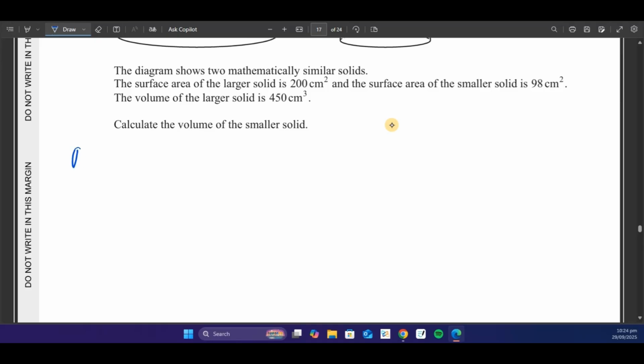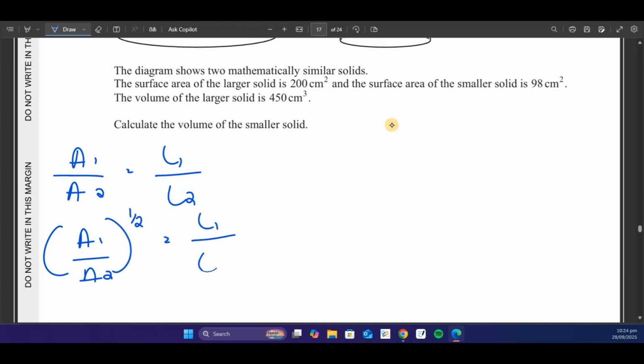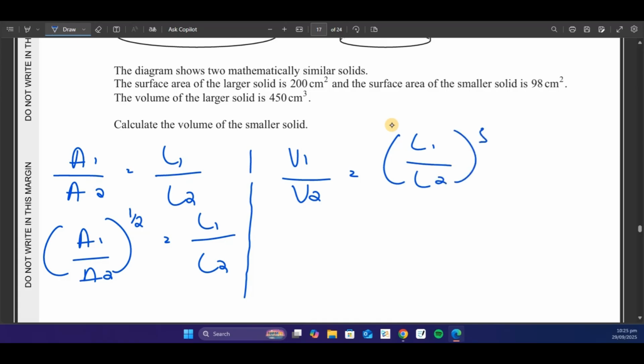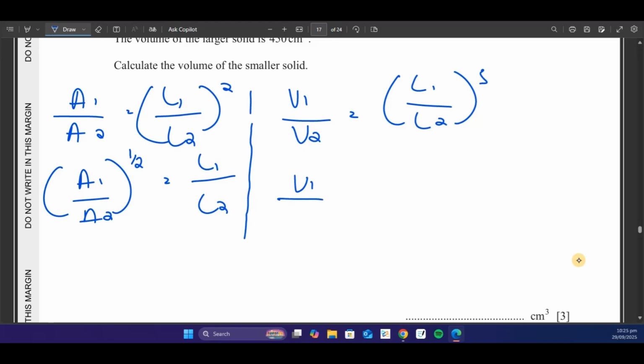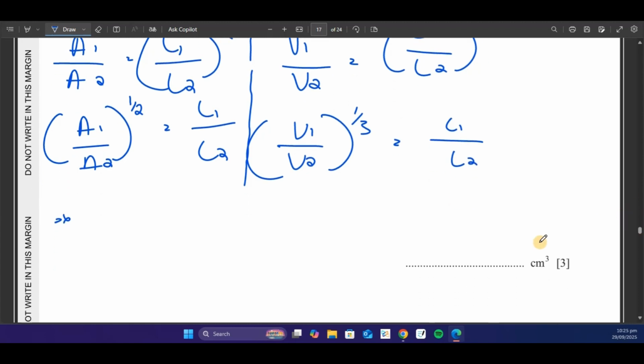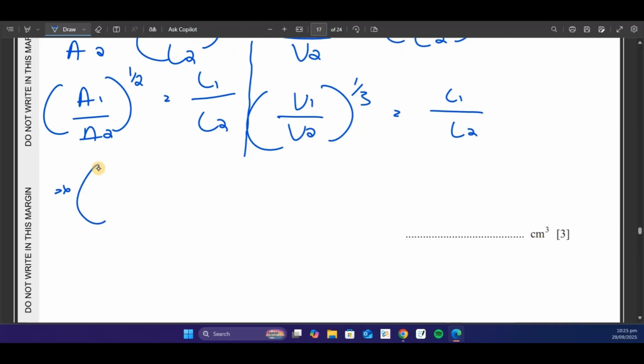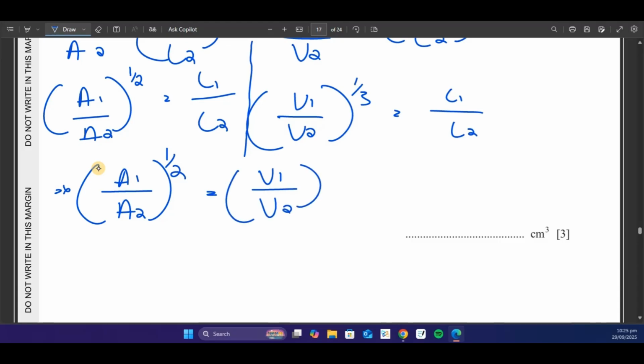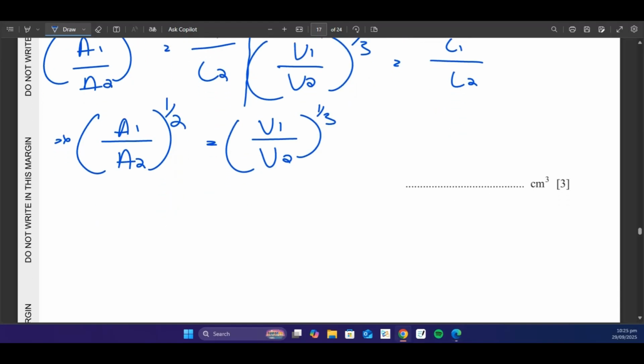So what we can say is that A1 over A2 is equal to L1 over L2 squared. Remember that formula? Simple. V1 over V2 similarly is equal to L1 over L2 cubed. Make sense? Then we're gonna say, so this is squared over here, and then we bring the square to the other side. Makes sense? And this is cube, so we're gonna bring it to the other side. So V1 over V2 to the power 1 over 3 is equal to L1 over L2. Alright, so now what we're gonna say is that A1 over A2 to the power 1 over 2 is equal to V1 over V2 to the power 1 over 3. Make sense?